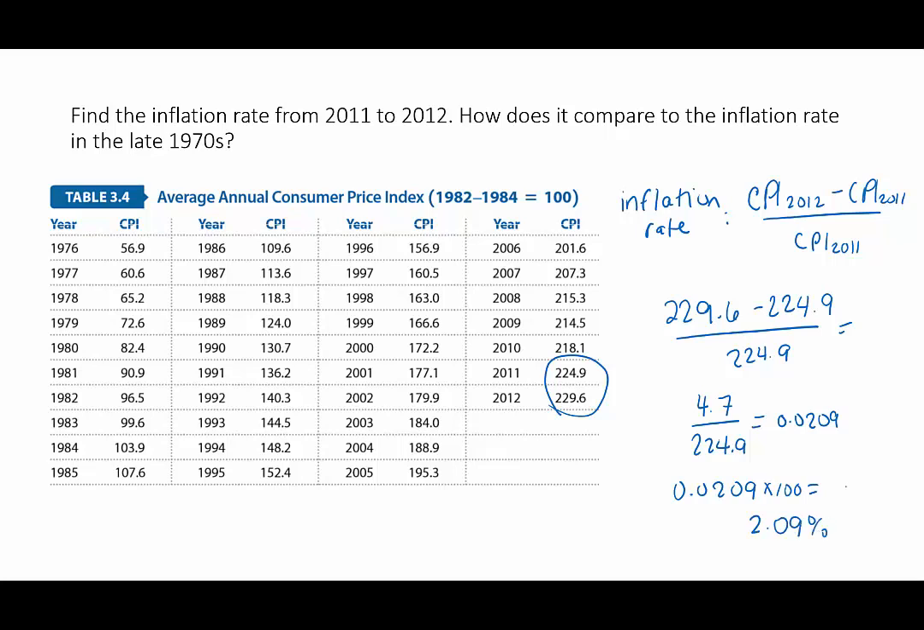So wait a minute. The inflation rate from 1978 to 1979 was 11.35%. From 2011 to 2012, it was 2.09%. So that's crazy. That late 70s was crazy. It was about 4 times higher in the late 70s than it was in the early aughts. That's a big change.